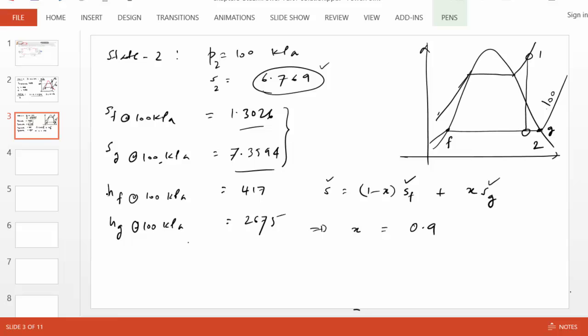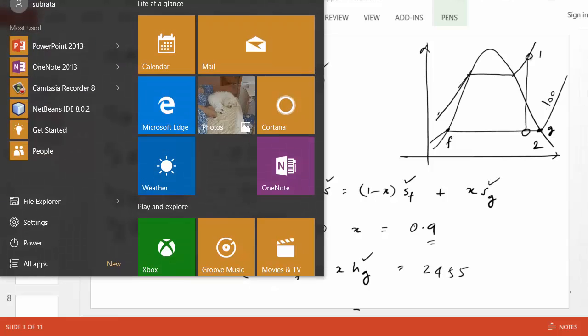Now that we know X, and we already determined SF, HF and SG, therefore H also we can find: (1 minus X) times HF plus X times HG. Again, a weighted average of the enthalpy at the F and G states. If you substitute the known values, HF is known, HG is known, and X is known. We just found it. So therefore, H can be calculated to be 2455. Okay, so we found out what is enthalpy at 1 and enthalpy at 2.